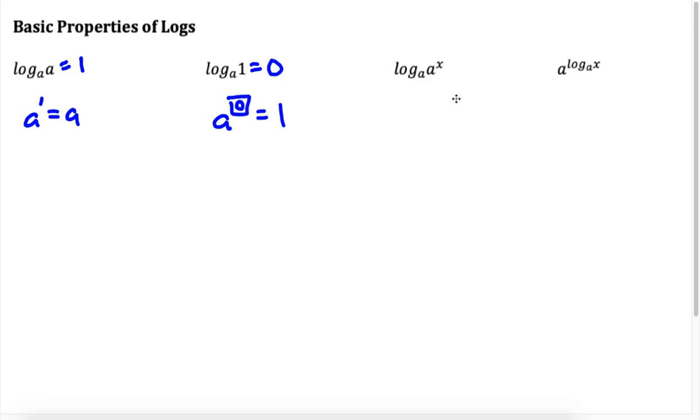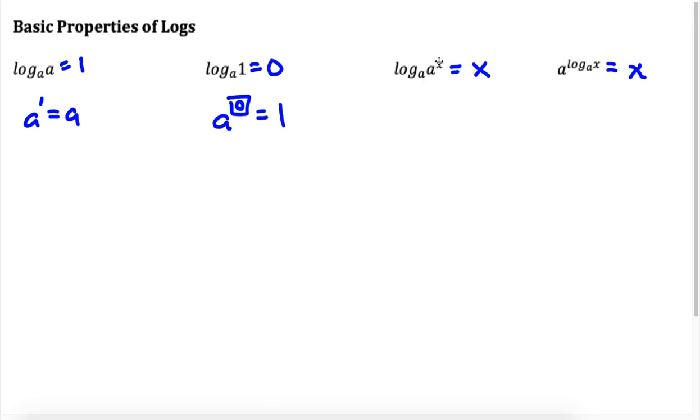Now, a couple other properties that we won't really be able to explain why these are true until we look at the next section, okay? But log base a of a to the x power is just going to equal x. And then a to the log base a of x is also just going to equal x. So these are going to be ways that we can get x, right? If we have some variable by itself. Again, I'll explain why these work in the next section. But for now, just understand that these are properties that will always be true.